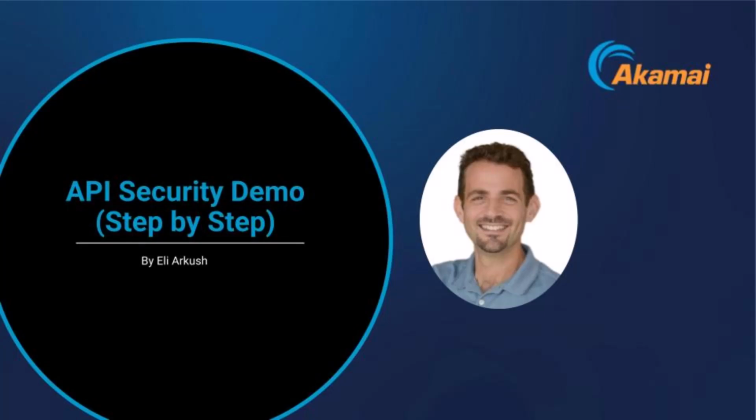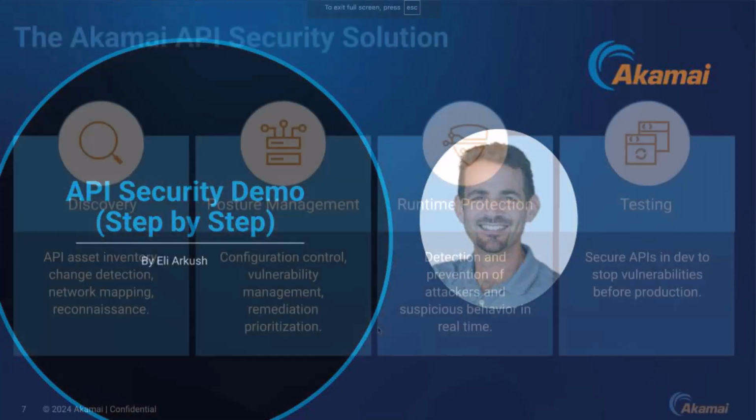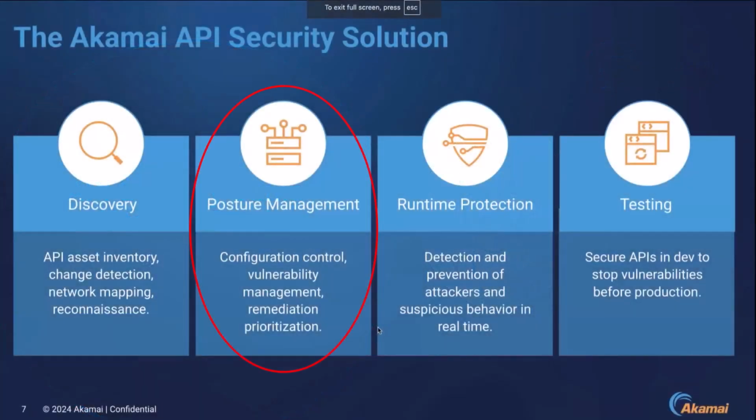Great. So now that we have the full list of our API endpoints in the discovery, we can move on to the second pillar, which is the posture findings. Posture findings are any security misconfigurations, bad design, or not following security best practices for API endpoints. And these can be security vulnerabilities that might be exploited later on.